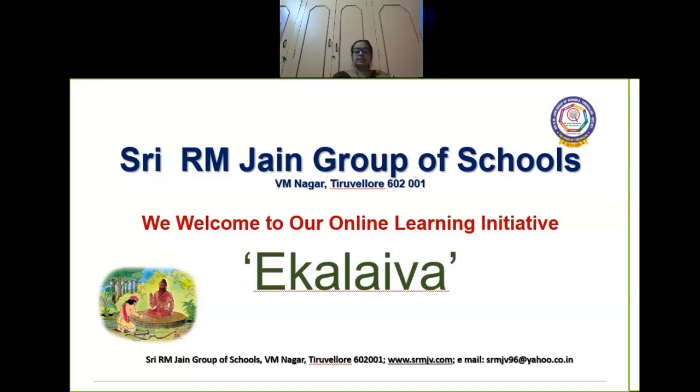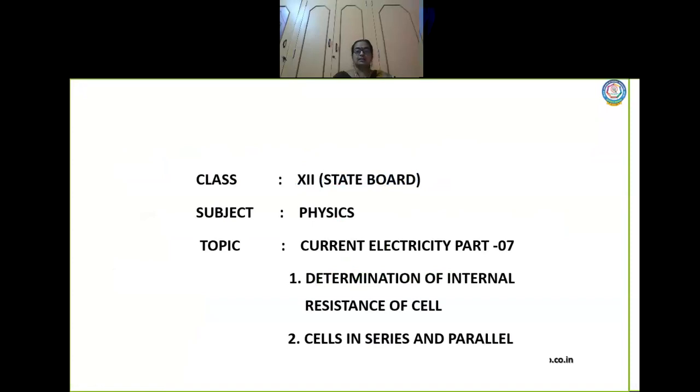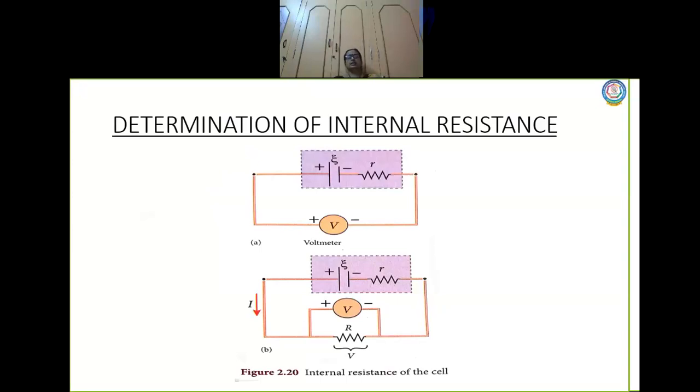So yesterday I gave you the introduction about the electric cell and internal resistance. Today we are going to continue with that. Today's topic is again electric cells and batteries. Here we are going to cover two topics. The first one is determination of internal resistance of a cell, and the second topic is cells in series and parallel. So let us start with determination of internal resistance of a cell.